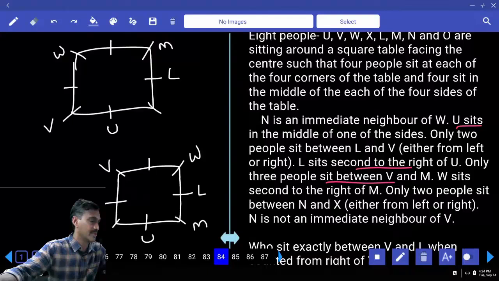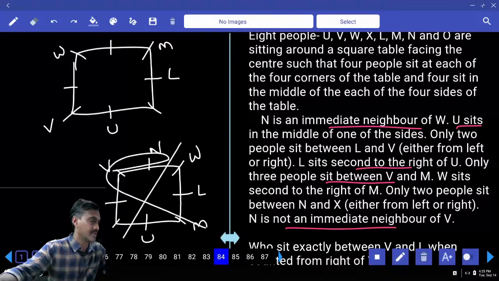Only 2 people between N and X. In between N and X there must be exactly 2 people. And next, N is not an immediate neighbor of V. N is an immediate neighbor of W. As N is an immediate neighbor of W, in this case N is at this place. And N is not an immediate neighbor of V. But as here N and V are adjacent, this case is completely ruled out.